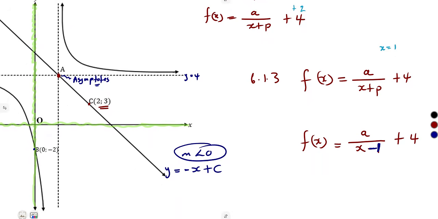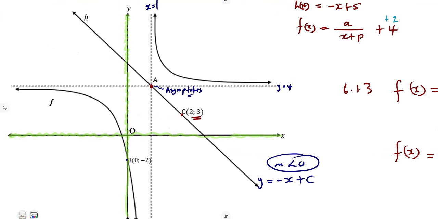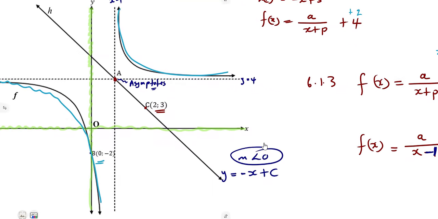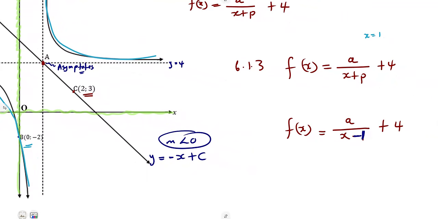So let us find the value of a. To find a, we must have at least one point which lies on f of x. Any point. This is our f. There is a part here, and there is also a part here. As we can see, this piece does not have any point on it. But on this one, there is a point given, the point B, the y-intercept. So we can use the point B to determine the value of A.